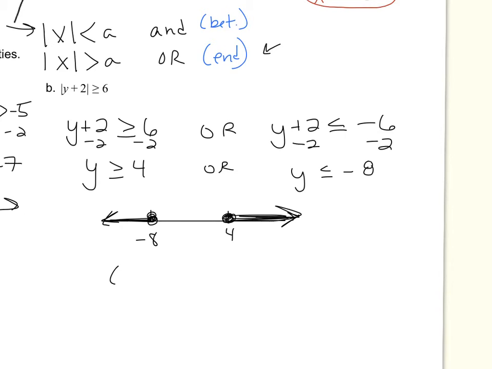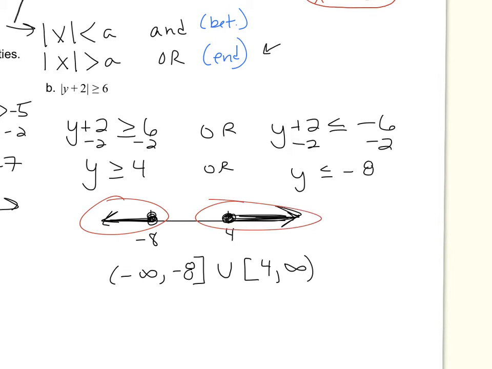So when I write my interval notation, there's two parts. It's -infinity to -8, bracket, because again, it's equal to, union, bracket 4 to infinity. So we're basically taking this part and then this part. So again, for these greater than inequalities, you get the ends, and for the less than, you typically get the between.